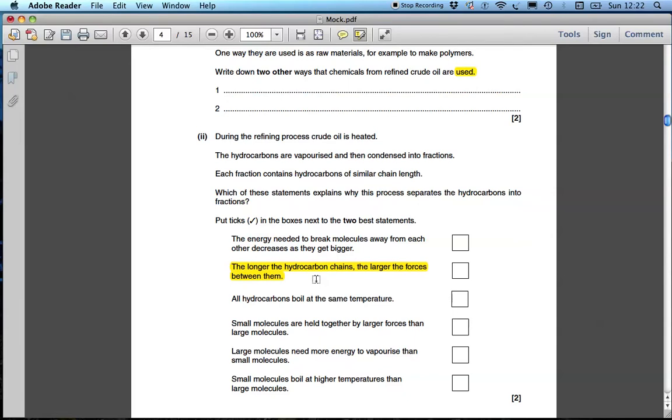The second point was for explaining why that was the case, and it's because large molecules need more energy to vaporize them, as in turn them into a gas, compared to small molecules. Okay, because if they're stuck together better, you're going to need to put more energy in to separate them.